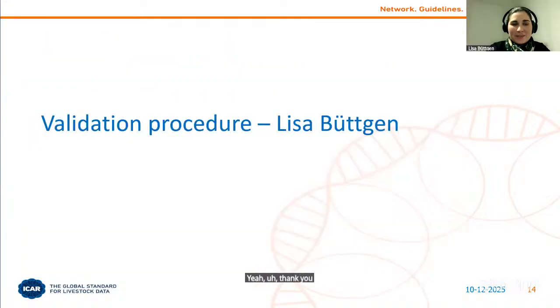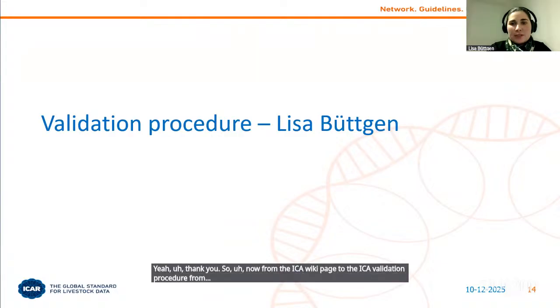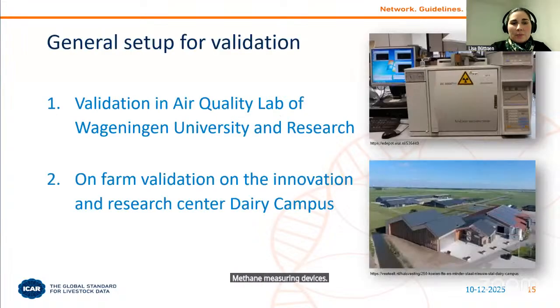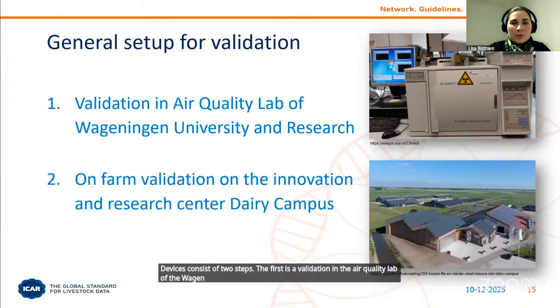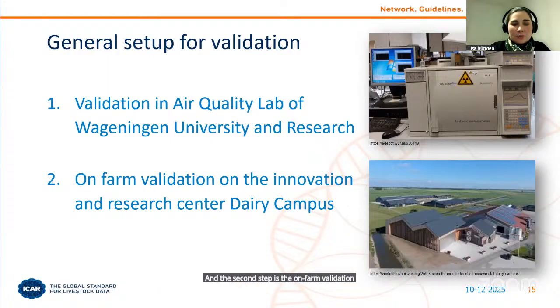Yeah, thank you. So now from the ICAR wiki page to the ICAR validation procedure for methane measuring devices. Basically, the general setup for the validation of methane measuring devices consists of 2 steps. The first is a validation in the air quality lab of the Wageningen University and Research. And the second step is the on-farm validation on the Innovation and Research Center Dairy Campus, also here in the Netherlands.